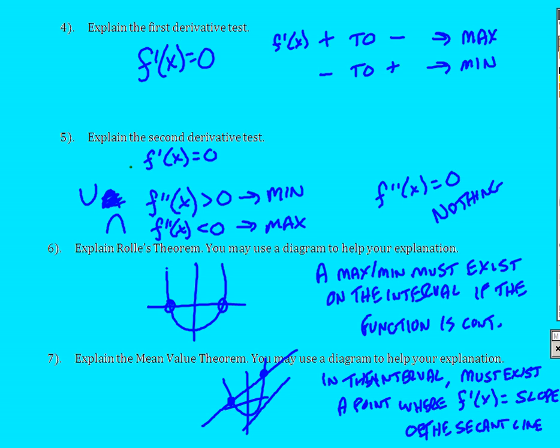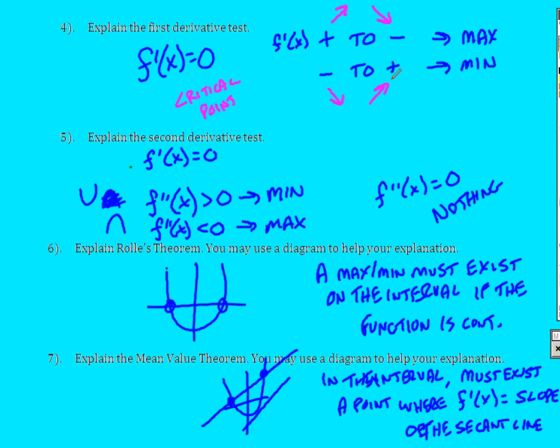So for the first derivative test, all we need to say is, I'm going to set my derivative equal to 0. That's going to find my critical points. And then from there, when the derivative goes from positive to negative, that means we have a maximum because we're increasing, now we're decreasing. When it goes from negative to positive, that's when I was decreasing, then increasing, that's when I have a minimum.